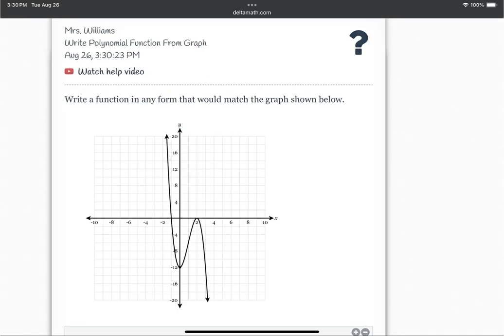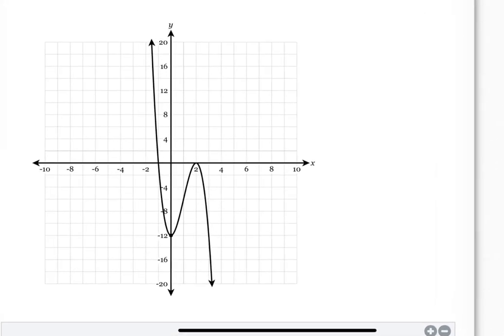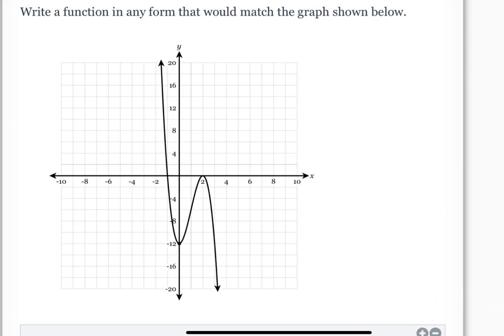All right, and our last quick example is just going to go the other direction. This time they have given us a graph. And they could give us a table, and there's a few different ways they could give us this information, but in this example, we're going to start from a graph and write an equation from that.